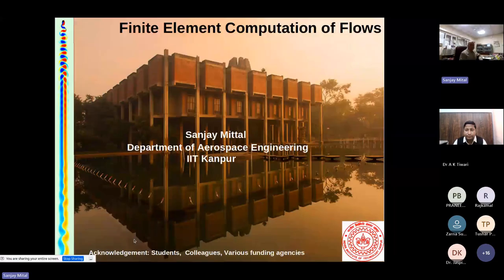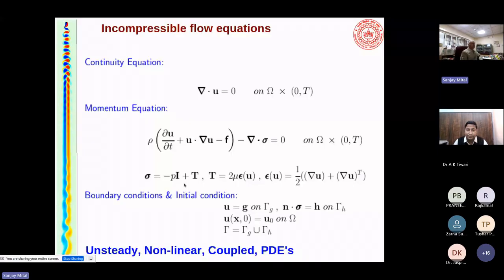That, so I have not listed the collaborators in this because that would take the whole screen, but hopefully we'll see it as we go along. So what I'll do is I'll show you some results for flow modeling using some high performance computing.